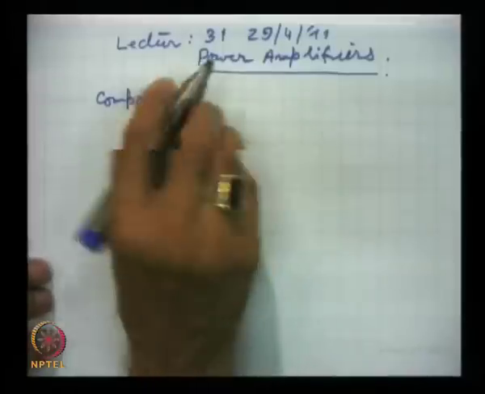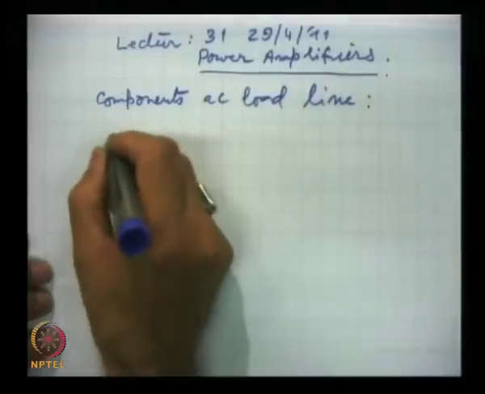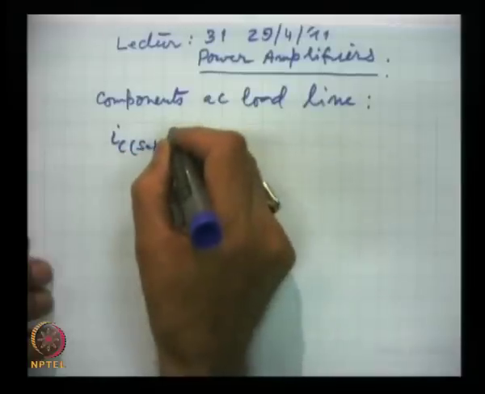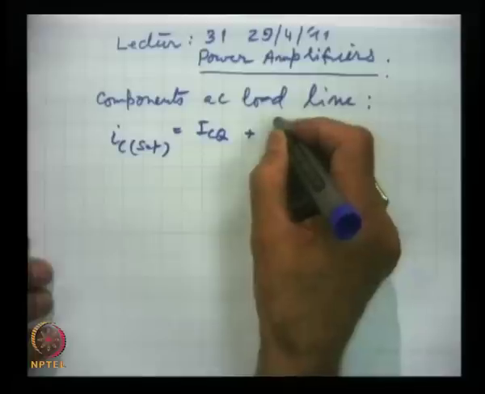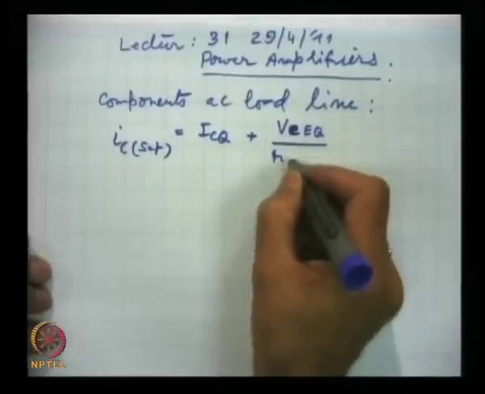So graphical analysis is done, and for the graphical analysis, as we were discussing, a load line is very useful. AC and DC load lines are different because the impedance seen by the collector is different in the two cases. When we were discussing the AC load line, the components of the AC load line were: IC saturation is ICQ plus VCEQ by RC plus RE.